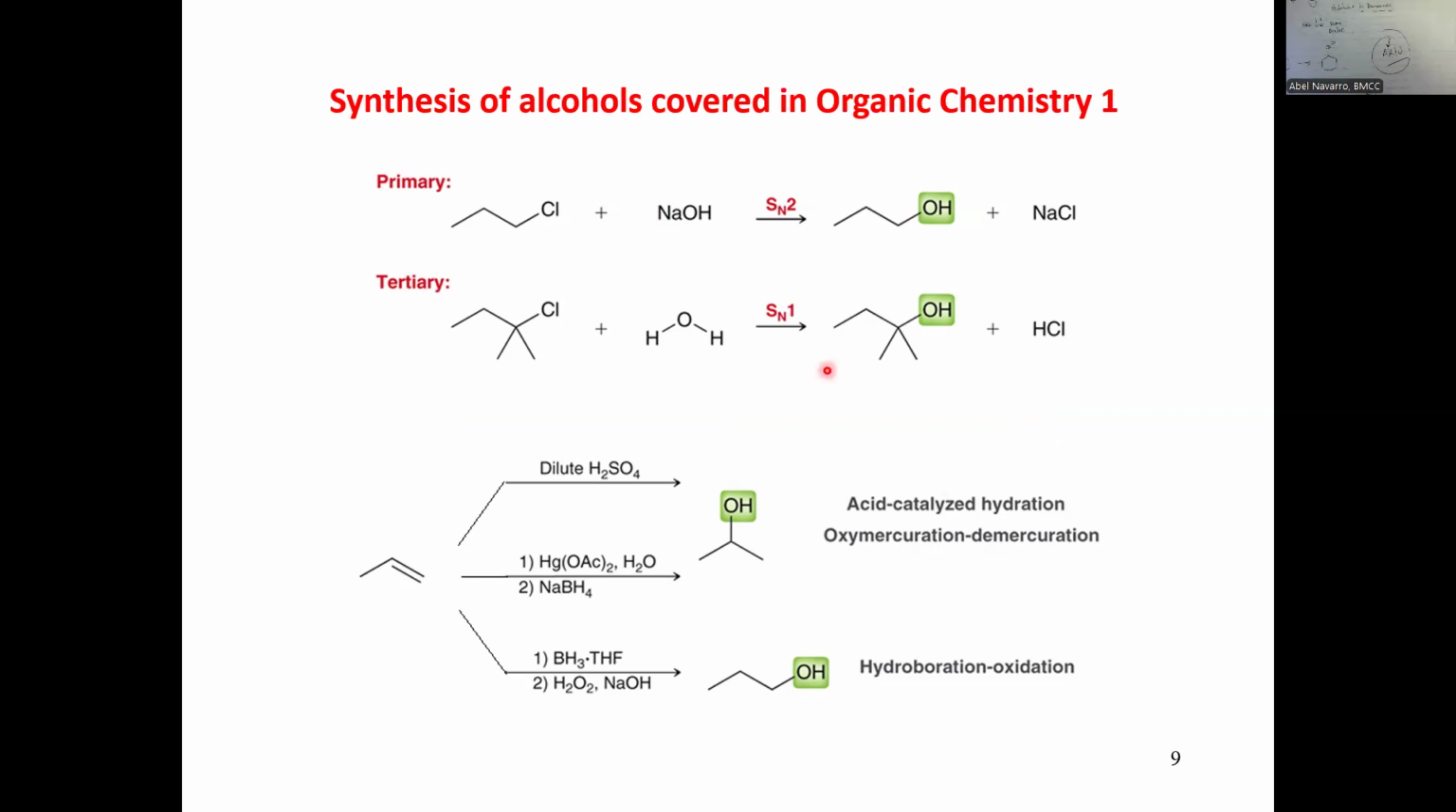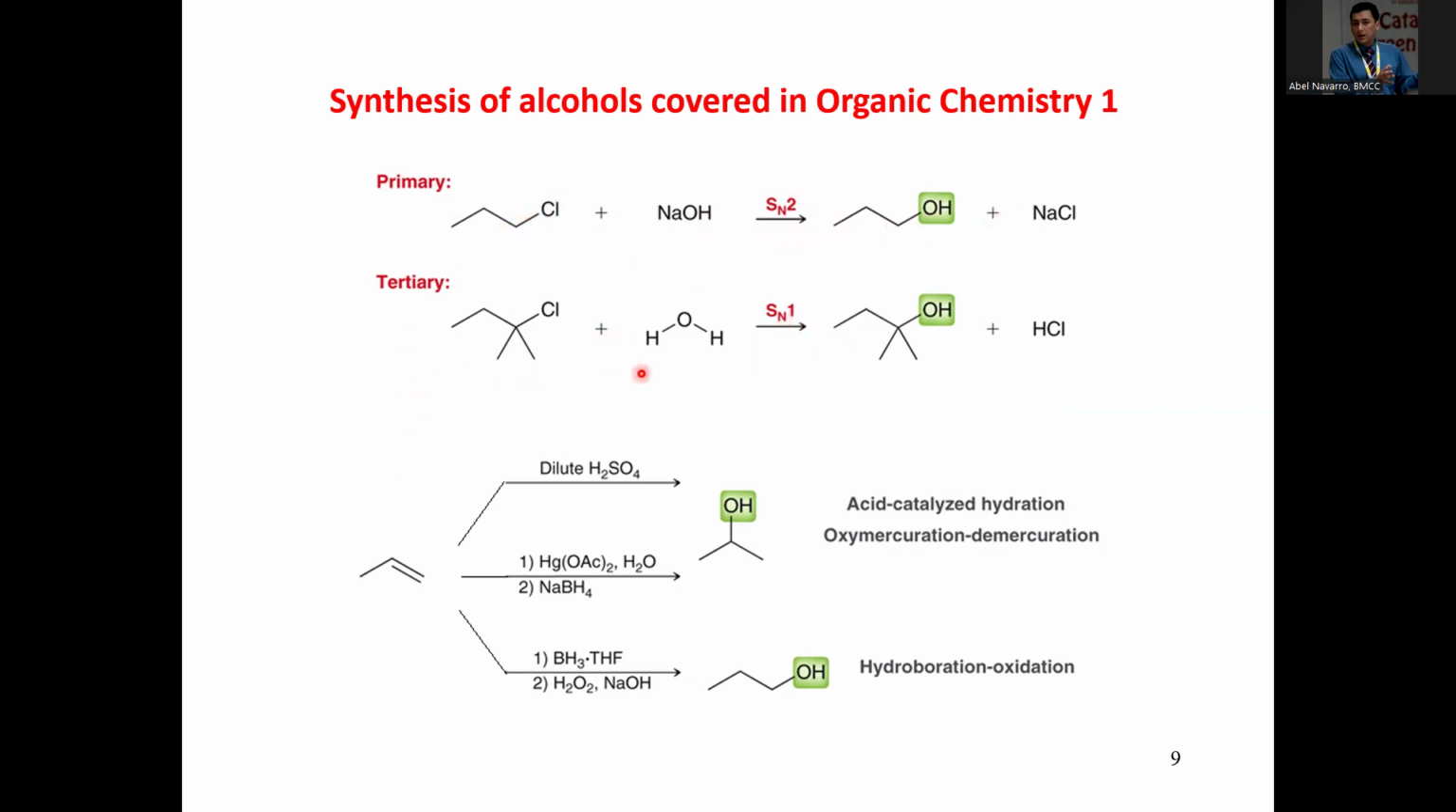So you made alcohols from SN2 reactions, from SN1 reactions. So for example, you had a primary alkyl halide with sodium hydroxide. The sodium hydroxide will do a backside attack to the substrate, and the leaving group, in this case chloride, will leave. So you get a primary alcohol.